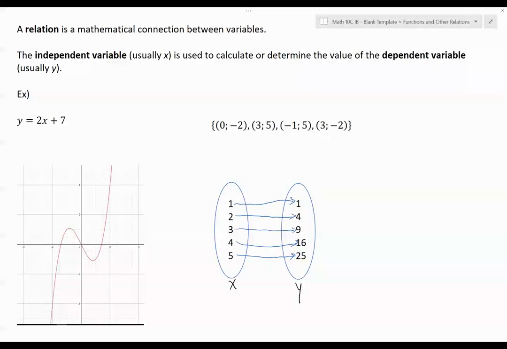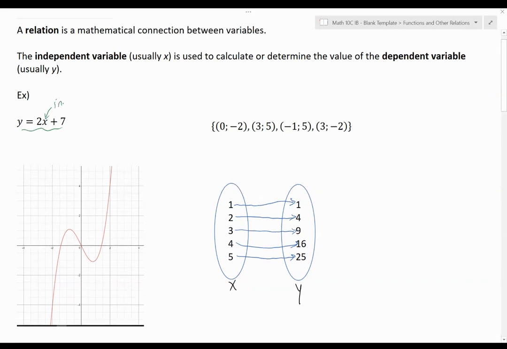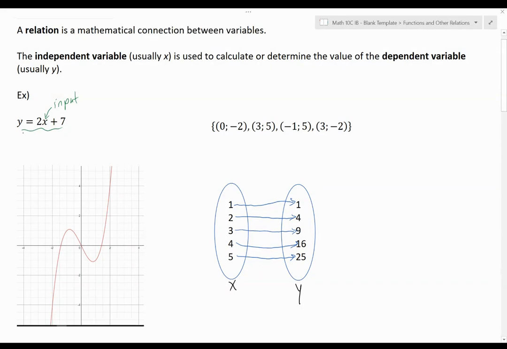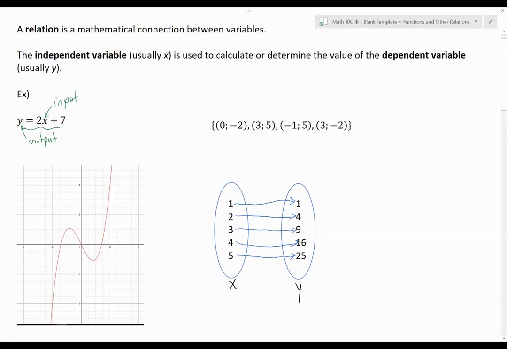So relations can take any number of different representations. Here we can see four different representations. One is a relation represented with an equation. This equation straightforwardly tells us that if you have some value of x, here is how you calculate y: you take the value of x times 2, and then you add 7. We will sometimes call x the input because that's what we put into the relation, and y would then be considered the output, the result, what comes out when I do that calculation.